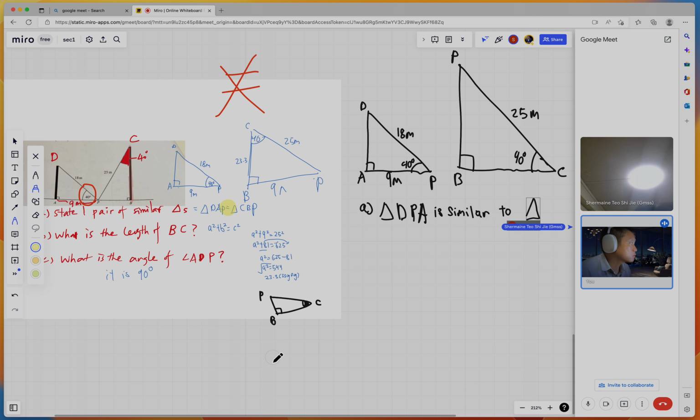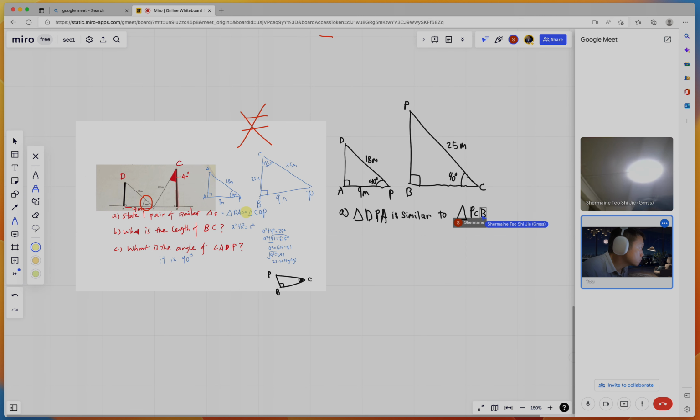Manage your space before you run out of space. Okay? Very good. Matching. Why? Because D matches with this. If you cannot see, use a different color, a different highlighter. A matches with B. Then finally P matches with C. Am I right? Now, go ahead. What's the length of BC? Where do you put the question mark?